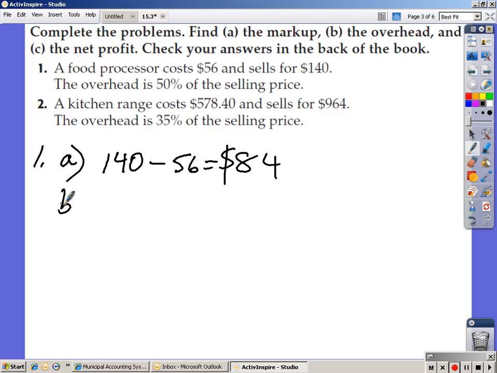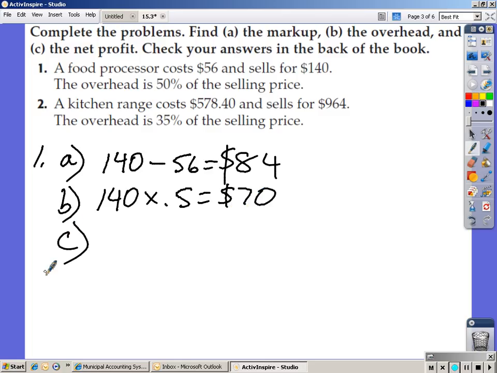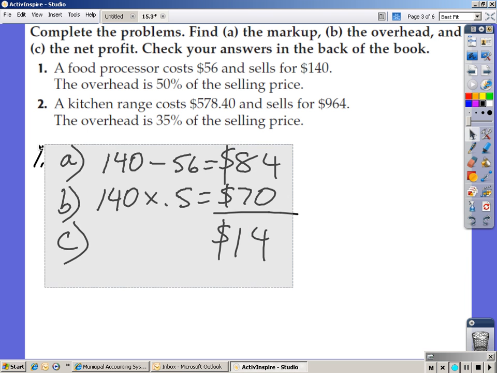Part B wants us to find our overhead. 140 times 0.5. Okay, 50%, that's $70. Okay, part C, our net profit. All you do is take the markup minus the overhead, right here, 84 minus 70, 14 bucks. Okay, that's number 1. Now, number 2, let me minimize this.